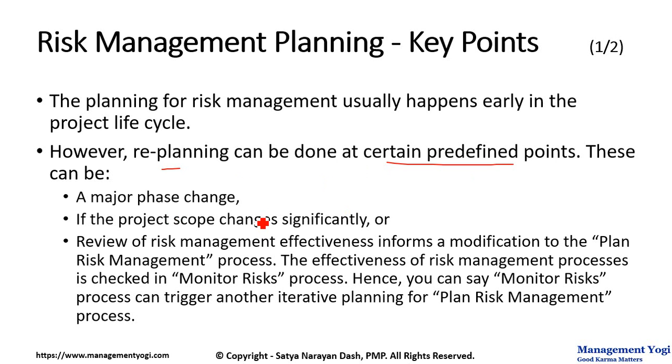management. Review of risk management effectiveness informs a modification to the plan risk management process. So this review of risk management effectiveness will be done in the monitoring area, and when you find that you need to be having some modifications with respect to the plan risk management process, you can come back for replanning. So this is noted here. The effectiveness of the risk management process is checked in the monitor risk process. Hence you can say the monitor risk process can trigger another iterative planning for the plan risk management process.